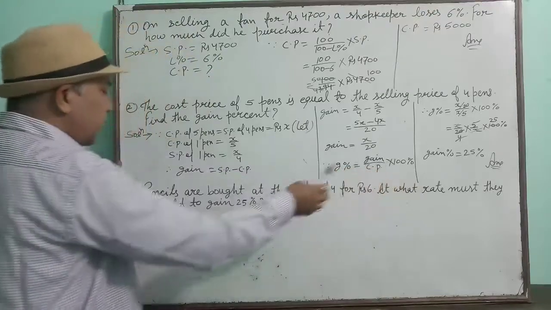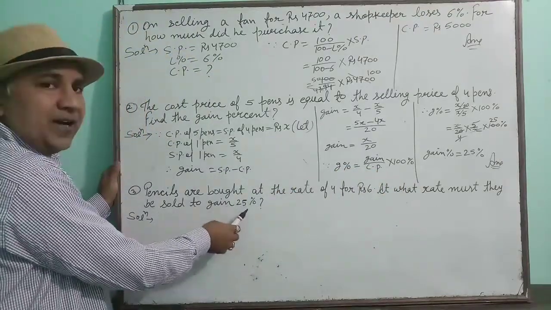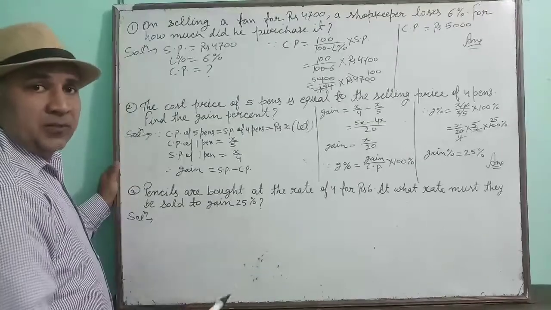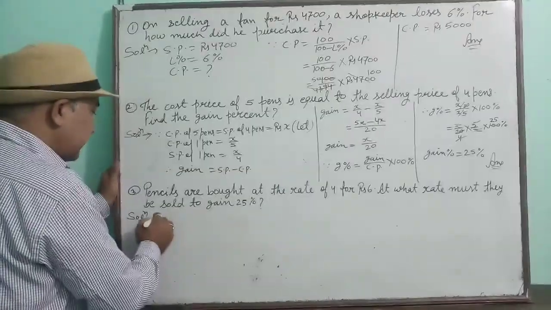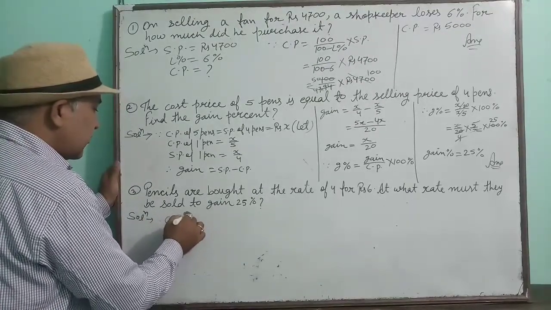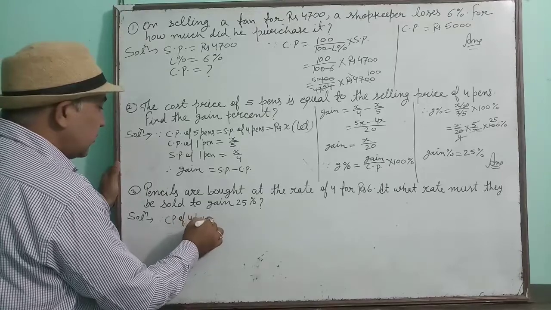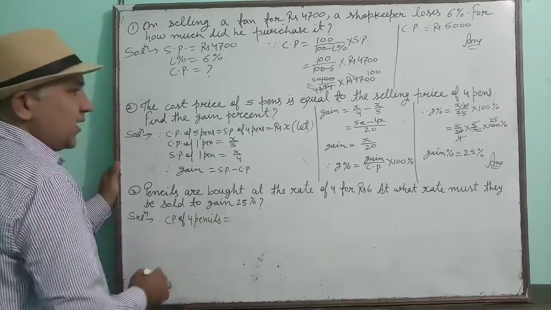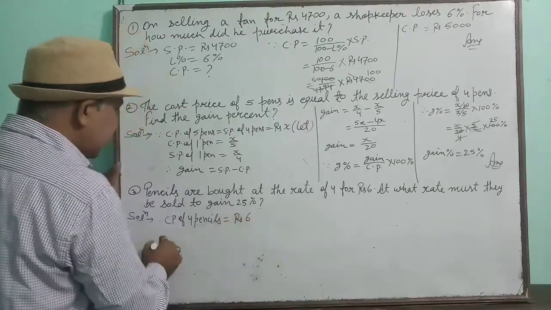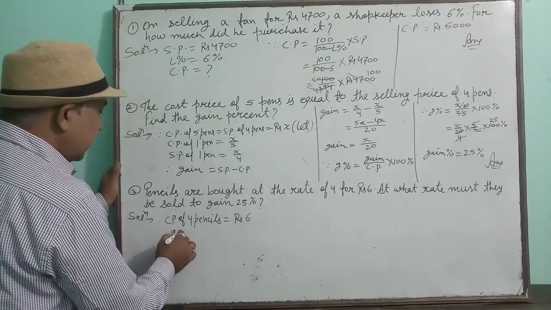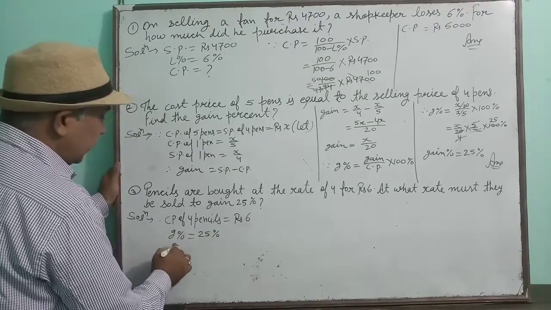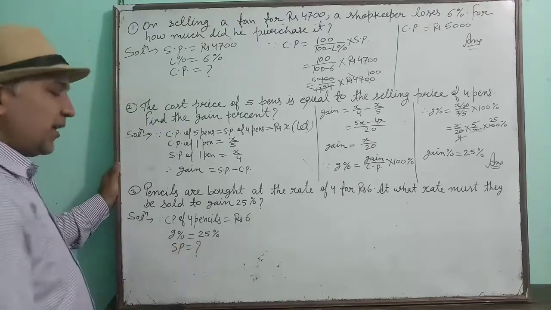At what rate must they be sold to gain 25%? Gain percent is 25%, then what will be the selling price? That you have to find. See what is given here. It is given that the cost price of 4 pencils is equal to rupees 6 and gain percent is 25%. Then what will be the selling price?